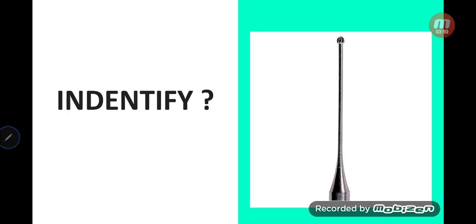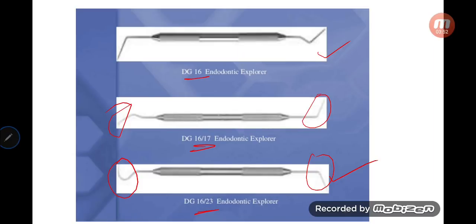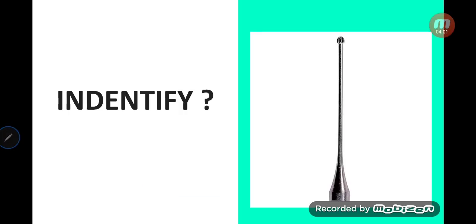So these all are endodontic explorers, which help in identifying the canal orifices as well as the correct angulation of the canals. This is a Mueller bur, where you have a long shank, and it is used for calcified canals.